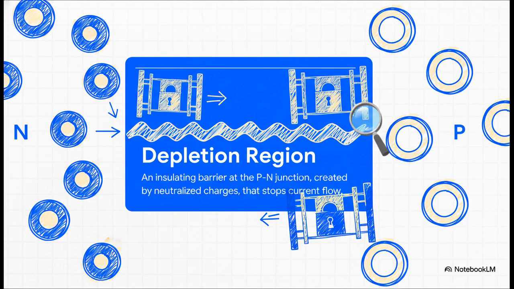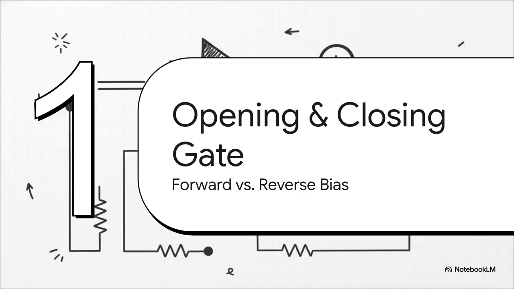Okay, so right at that junction, what happens? A few of those extra electrons from the n side just naturally jump over to fill the empty holes on the p side. And when they do that, they create this thin, electrically neutral barrier. We call it the depletion region. And this region acts just like a closed gate, stopping any more electricity from flowing across. It's a natural roadblock. So, okay, we've got this gate that's naturally closed. The big question is, how do we open it? And for that matter, how do we make sure it stays closed when we want it to?